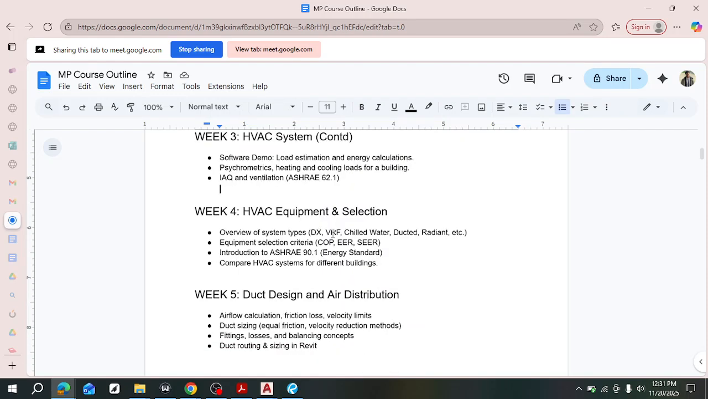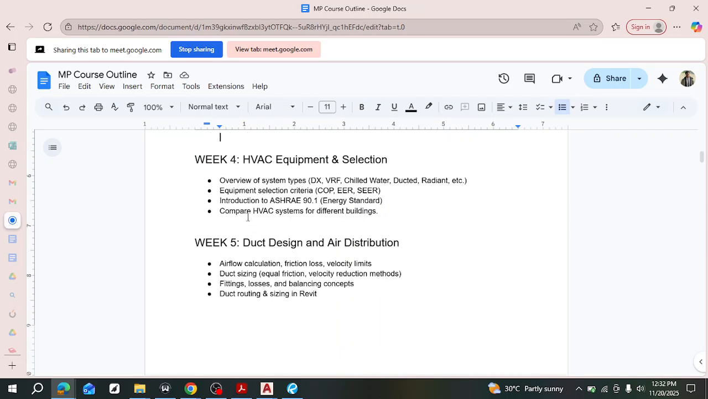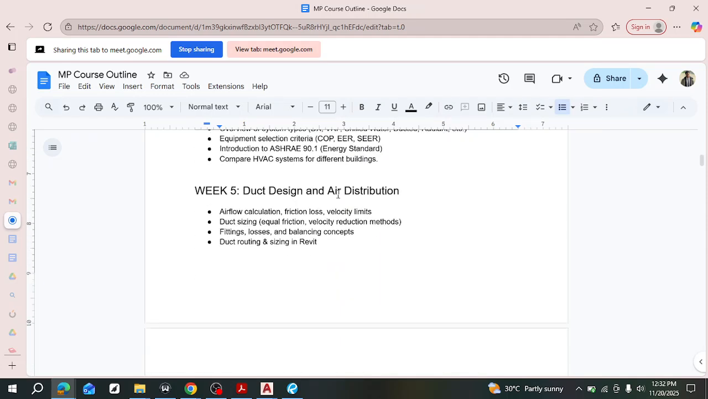Then next we have HVAC equipment selection. After sizing, we need to learn how to select the type of equipment needed for the space. There's DX, VRF, chilled water, but the ones we're going to focus on are just ducted systems and mini splits. As time passes, you'll be able to use the knowledge to learn about more of all of that. Another criterion to take into consideration is efficiency, which is the COP, coefficient of performance, and all those things.